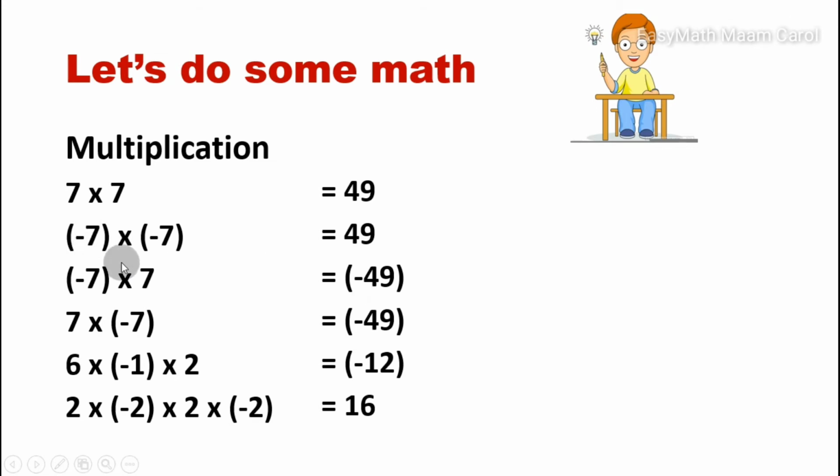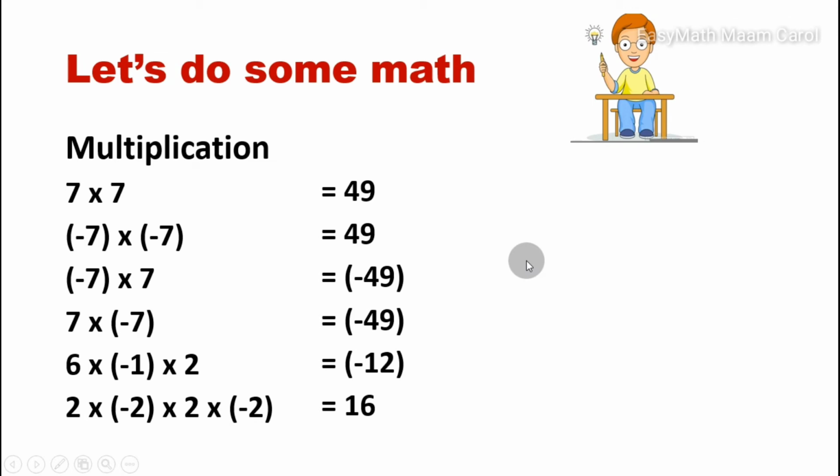So ito, dalawa siya, kaya positive. Itong negative na to, nag-iisa, kaya negative siya. So, itong negative na to, nag-iisa din, kaya negative siya. This one is alone, di ba? So, negative. And then, itong dalawa na to, yeah, it cancels out. Therefore, ang answer natin ay positive.